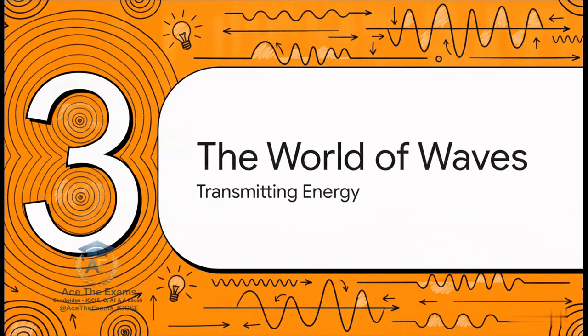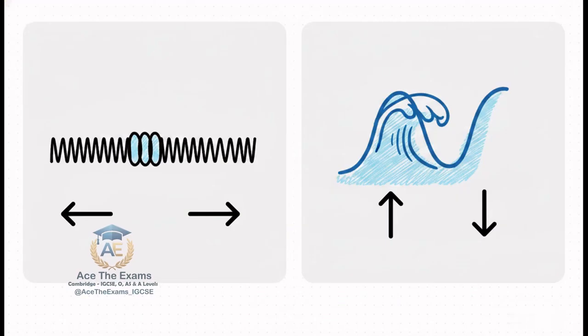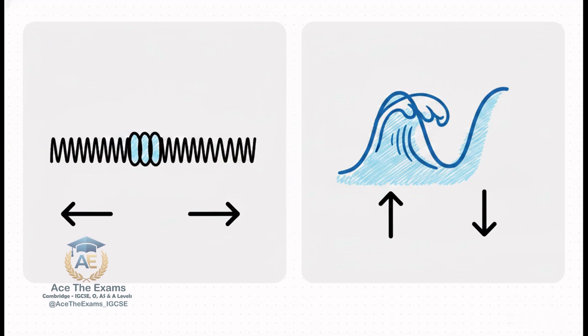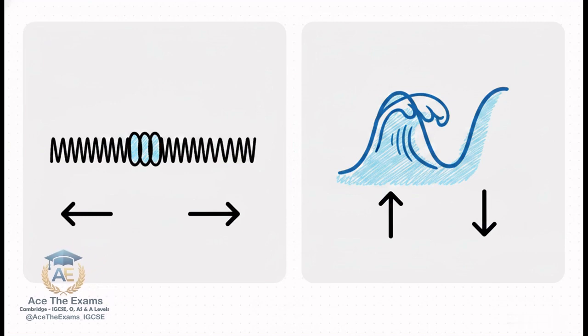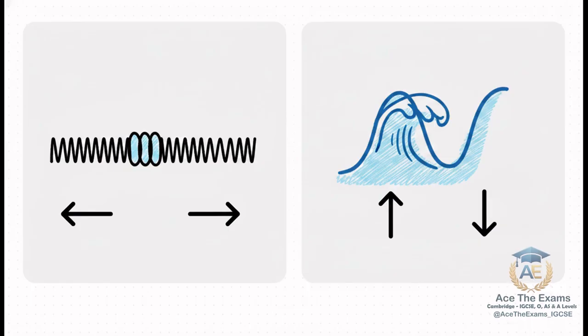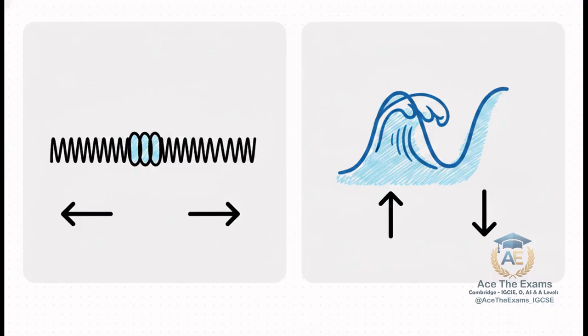Section 3, the world of waves, how we go about transmitting energy. So we can generally model waves in 2 fundamental ways. First, we have longitudinal waves. Think of a coiled spring. If you push and pull one end of it, the coils bunch closer together in compressions and then spread further apart in rarefactions. They're moving back and forth in the exact same direction the wave itself is traveling. Sound works exactly like this. Contrast that with transverse waves, like water waves or light.